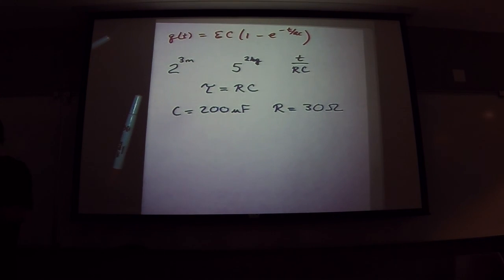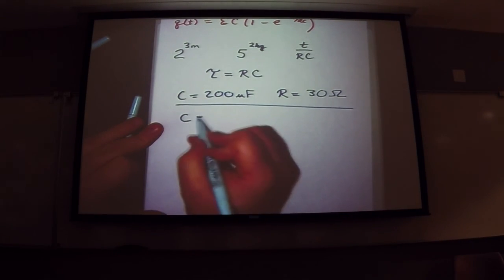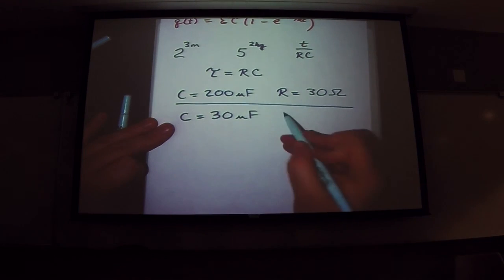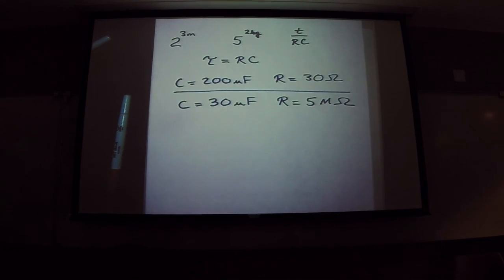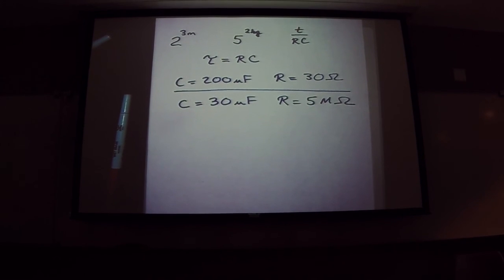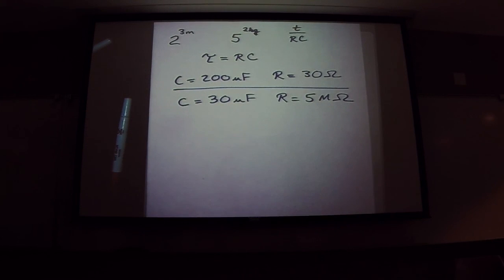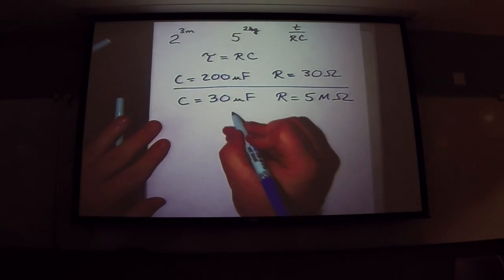Of course, then again, I could take, let's say the capacitor is maybe only 30 microfarads, but my resistor is 5 mega ohms. It's easy to make 5 mega ohm resistors. Just stick some kind of nice insulating material. There you go. It's not hard. Well, in this case, the time constant would be 150 seconds.